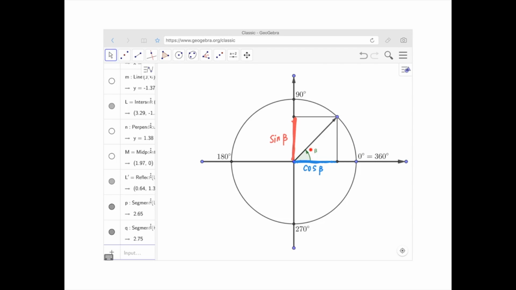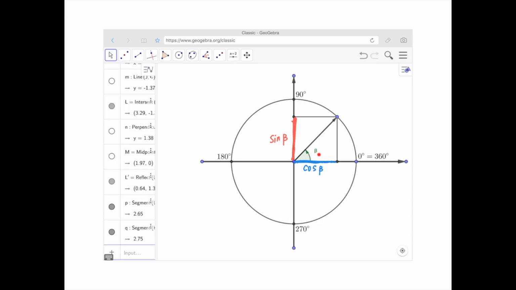So each angle beta we can associate with some distances on the x and y axis. For example, this angle beta, we draw this ray, and then we drop perpendiculars here and here, and then we measure these distances. And these distances we call the cosine of beta and the sine of beta. And for each beta, we're going to have a different value for cosine of beta and sine of beta.